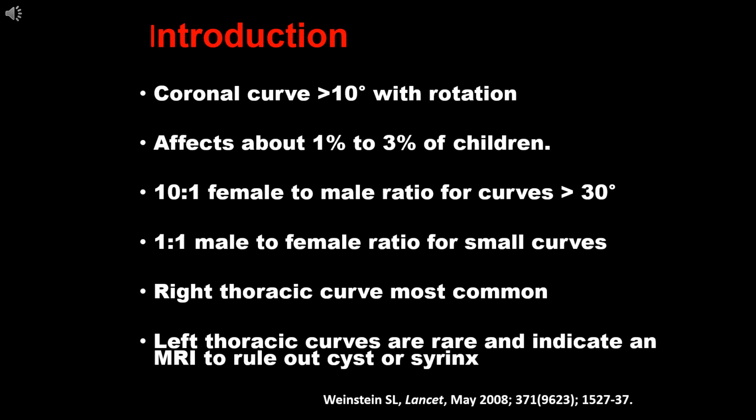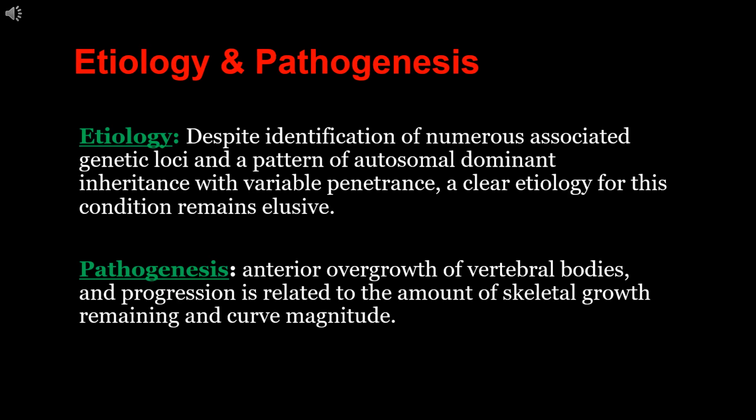Right thoracic curve is the most common pattern. Left thoracic curves are rare and indicate an MRI to rule out cyst or syringomyelia in the spine. Etiology: despite identification of numerous associated genetic foci and a pattern of autosomal dominant inheritance with a variable penetrance, clear etiology for this condition remains inconclusive.